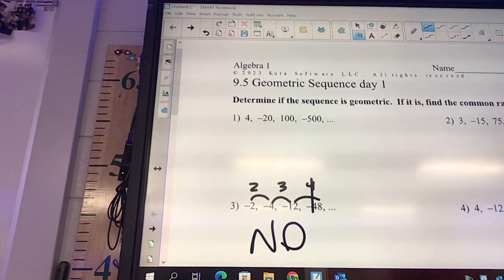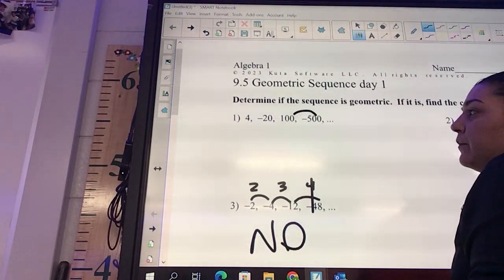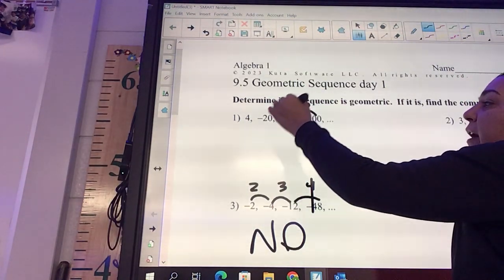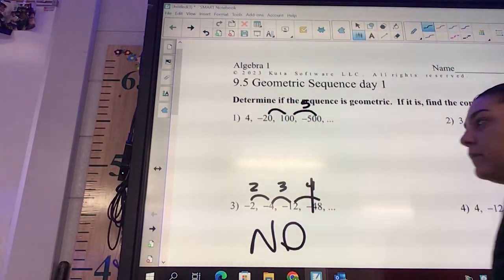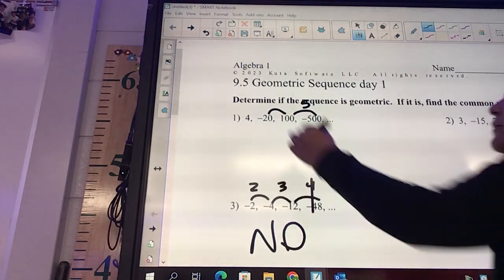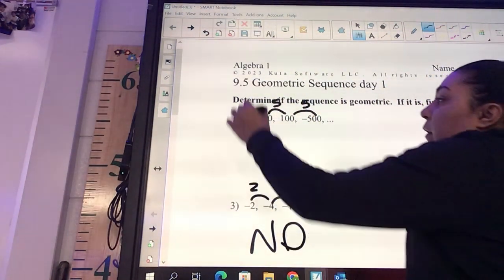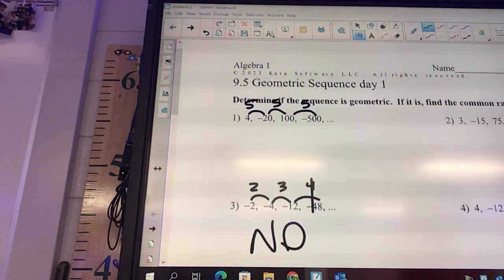So 500 divided by 100. It'd be 5. 100 divided by 20 is 5. And then 20 divided by 4 is 5. So that looks right. Now you need to look at the negatives.